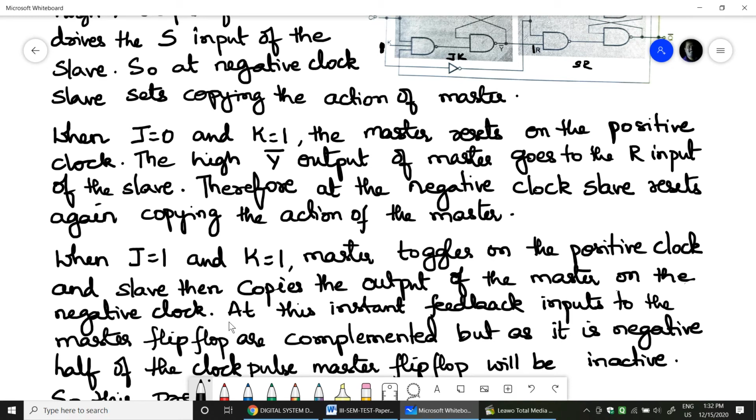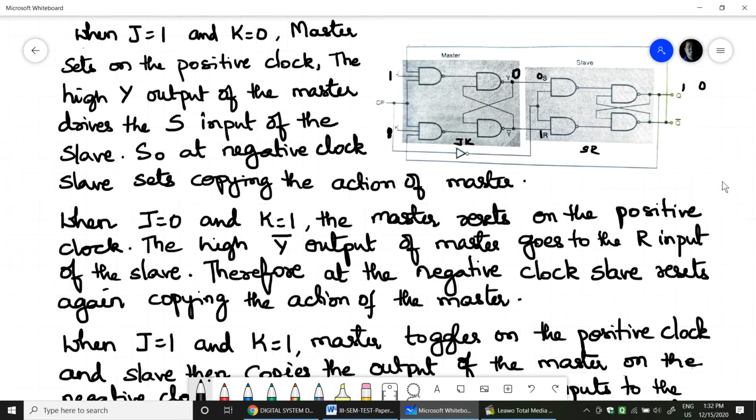But the thing is, at this instant the feedback inputs to the master flip-flop are complemented, but as it is negative off of the clock pulse, master flip-flop will be inactive. So at this instant, the feedback inputs given from slave to master flip-flop will be complemented, right? When we give the feedback to the master from the slave, the output we get will be complemented, because it's a toggling condition.